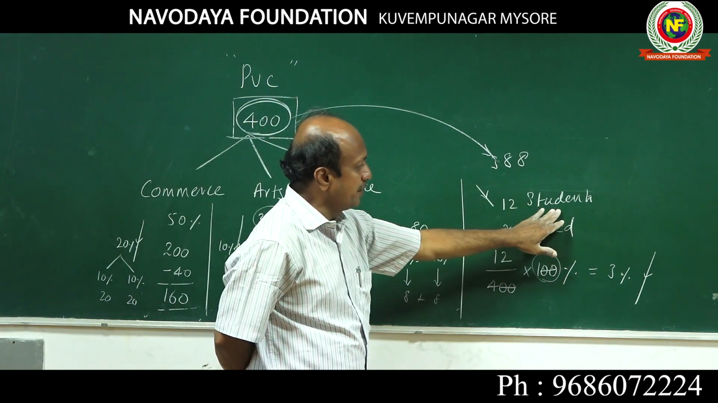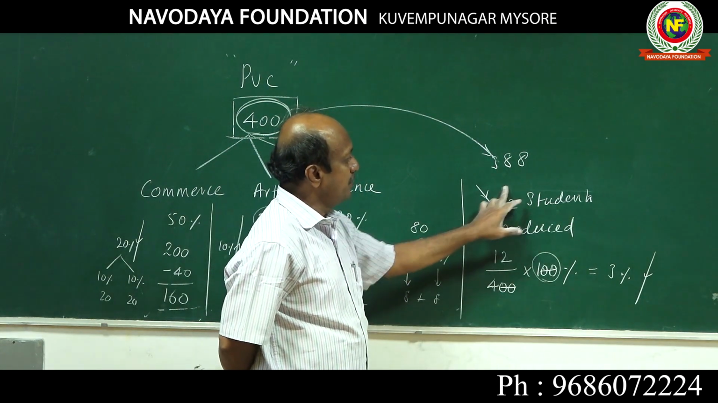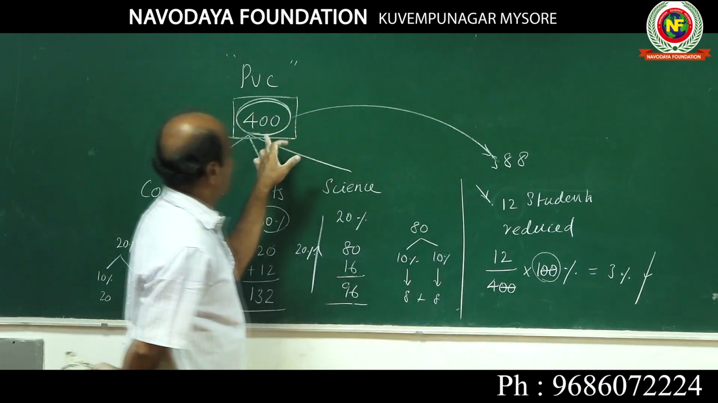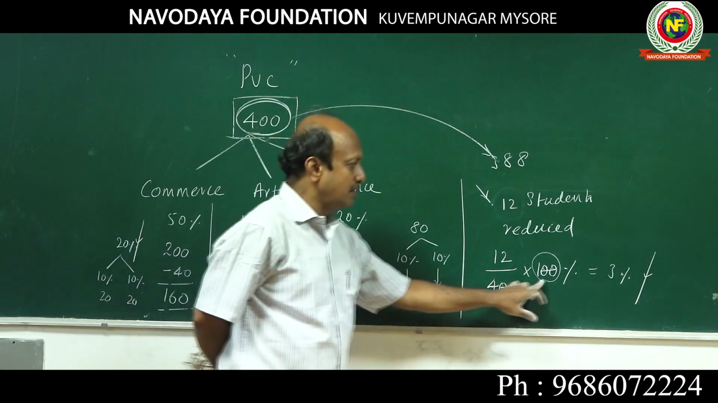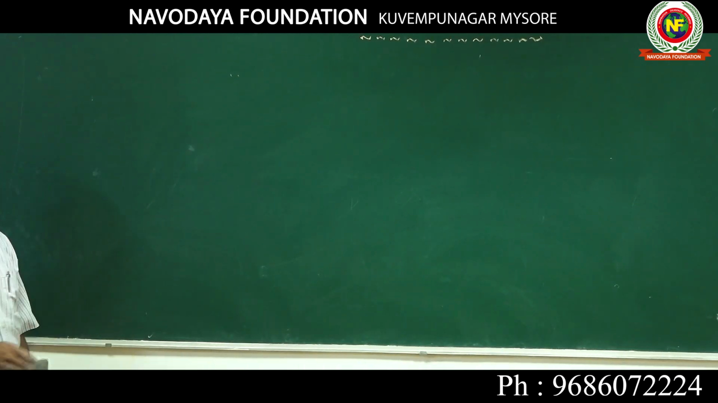Therefore, instead of 400 students this year, there are only 388 students. Therefore, 12 students are reduced. Reduced value in terms of percentage: how many students are reduced? 12. 12 out of the initial number of students, 400, into 100. That is nothing but 3%. Let us see 1 or 2 more problems.